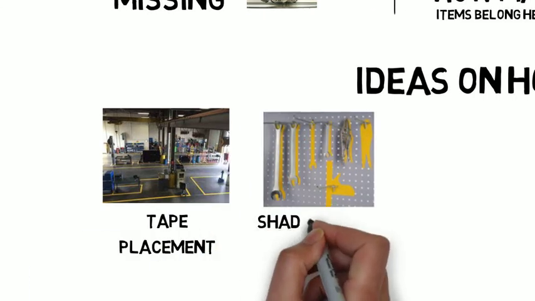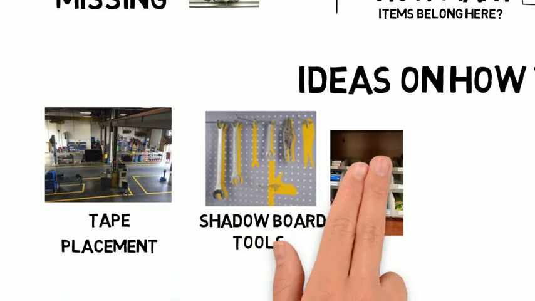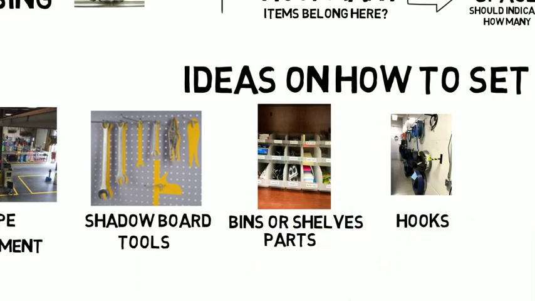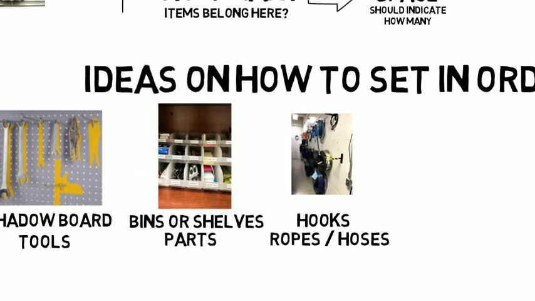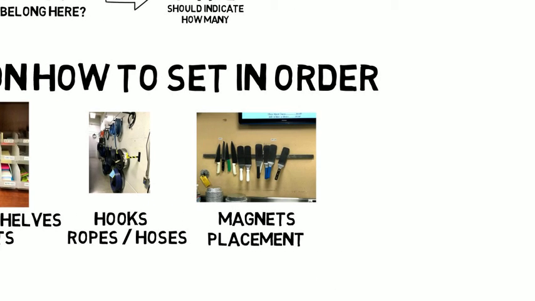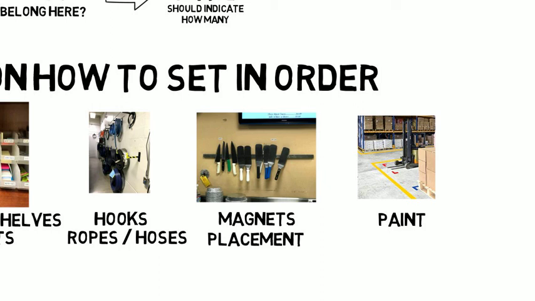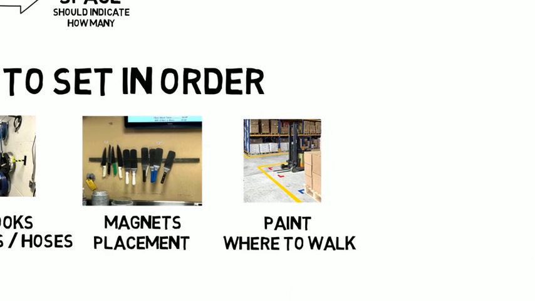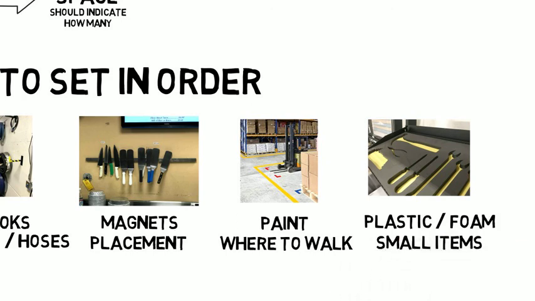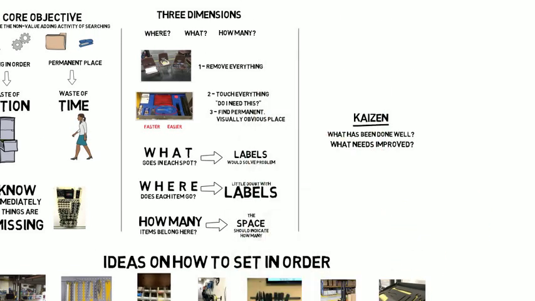Put tape on the floor to indicate the placement of machinery, shelves, carts, etc. Make a shadow board for tools. Use bins or shelves for parts. Use hooks to hang ropes, hoses, and larger items. Use magnets to guide the placement of small boxes, baskets, and other small items on tabletops. Use paint or tape to show people where to stand or walk. Make templates out of plastic or foam to place small items or show how many are needed.